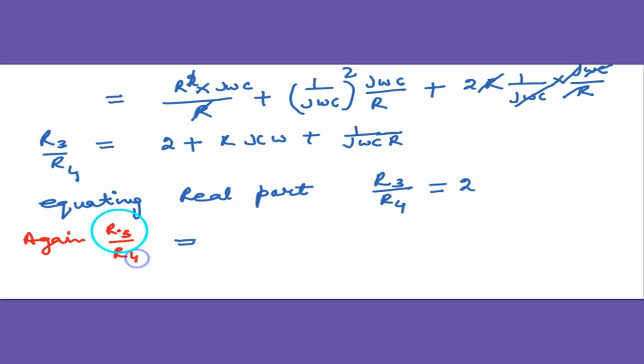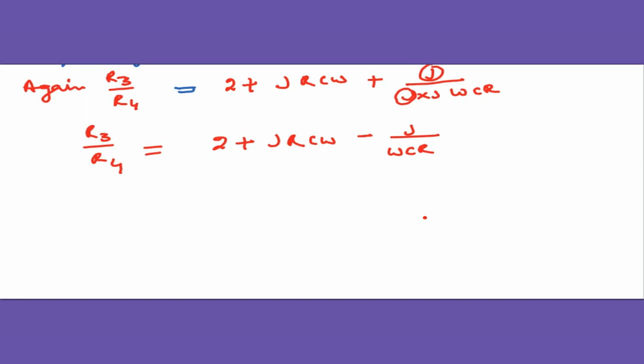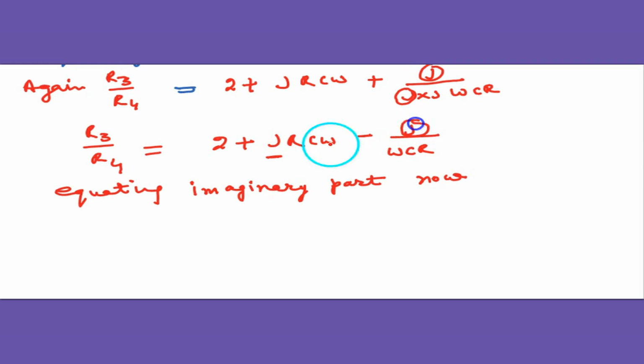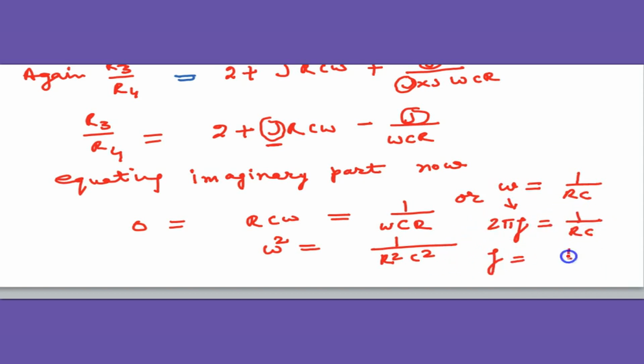So again, writing the equation, multiplying and dividing by j to this term, and j and j become j square, which is minus 1. So minus comes here. Now we can equate the imaginary part. Equating imaginary part, so j and j are here, so no j on the left hand side. So calculating omega, then omega is 2 pi f. Then finding the value of f. So this is the value of f.